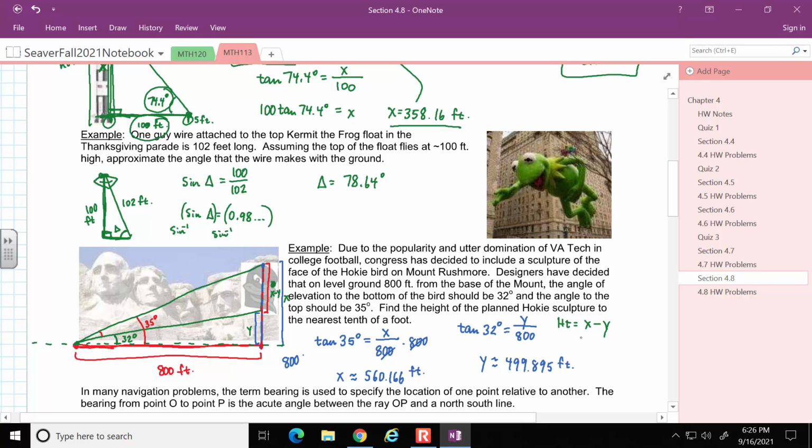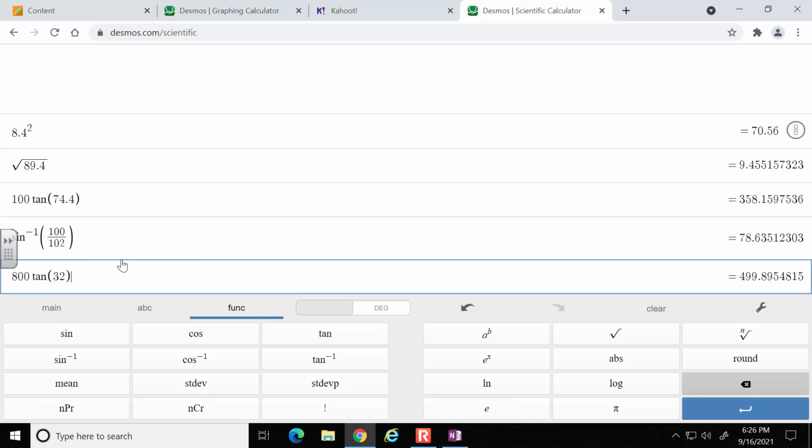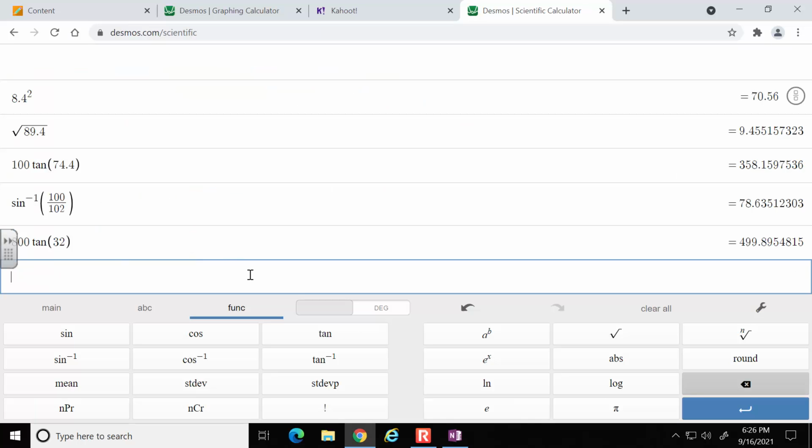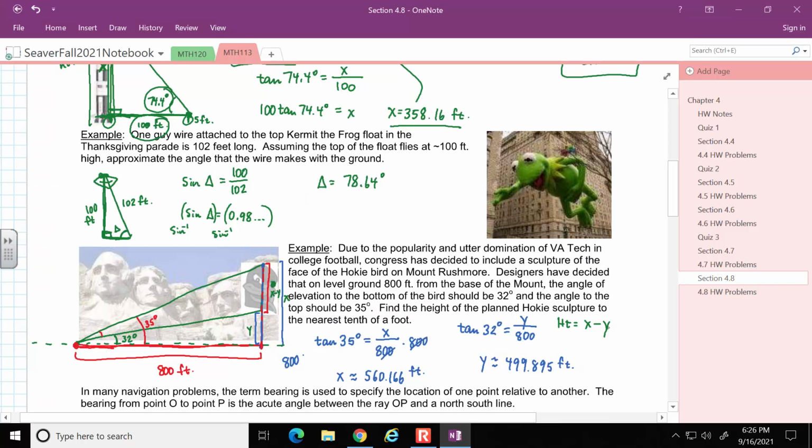Okay, so in this case I have 560.166 minus this answer. So 60.27-ish. Does that make sense? Everybody okay with that?